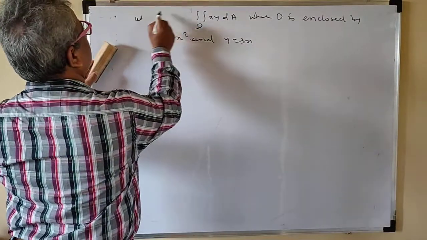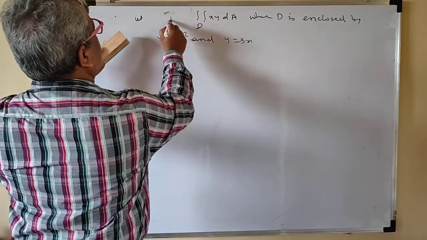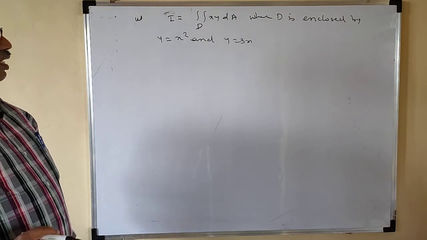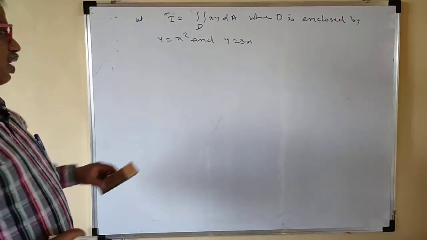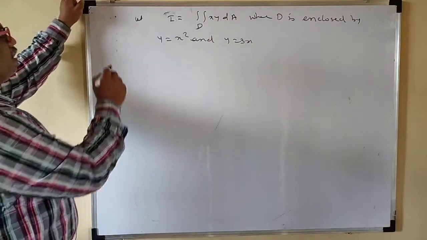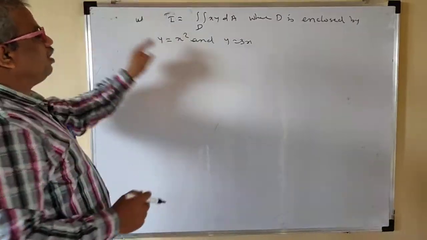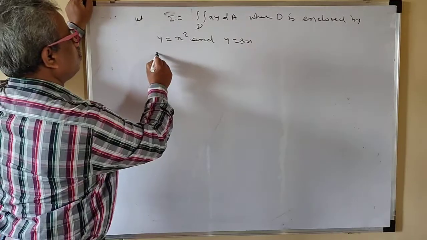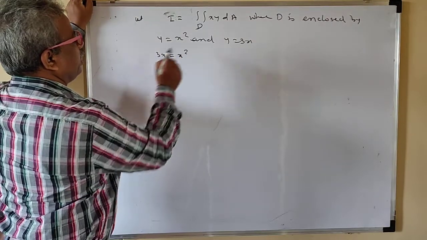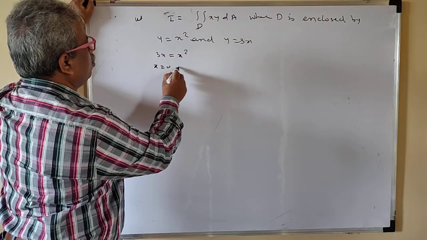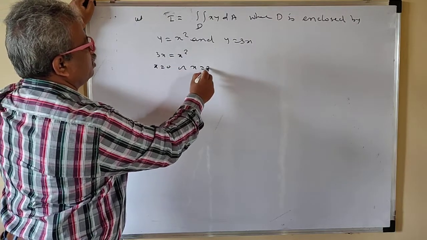Let I is equal to the double integral over D of xy dA, where D is enclosed by y is equal to x square and y is equal to 3x. Easily we can draw the figure. First we'll find the point of intersection. So 3x is equal to x square, that means x is equal to 0 or, x will get cancelled, x is equal to 3.